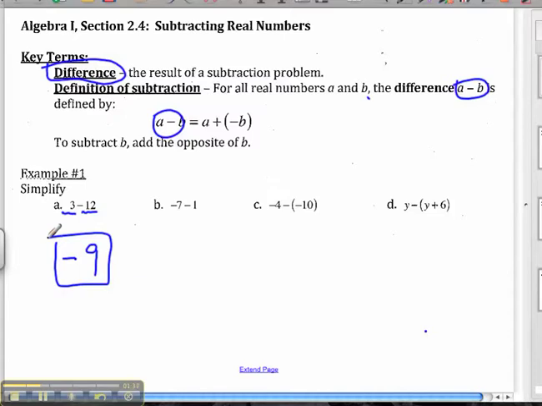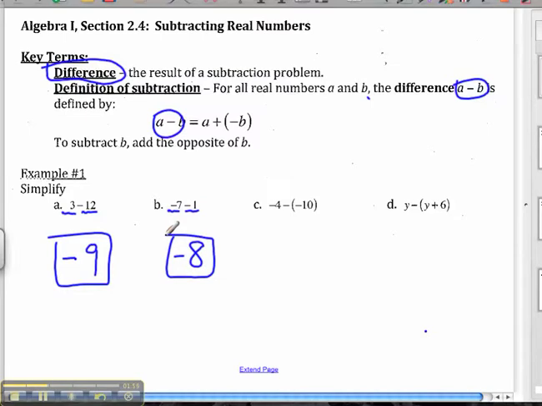All right, Alfredo, how many terms in B? 2. What are they? Negative 7 and negative 1. I'm just putting them together, adding them, combining them. So when I have 7 negatives and 1 negative, what do I end up with? Negative 8. 8 negatives. All right? Good job.